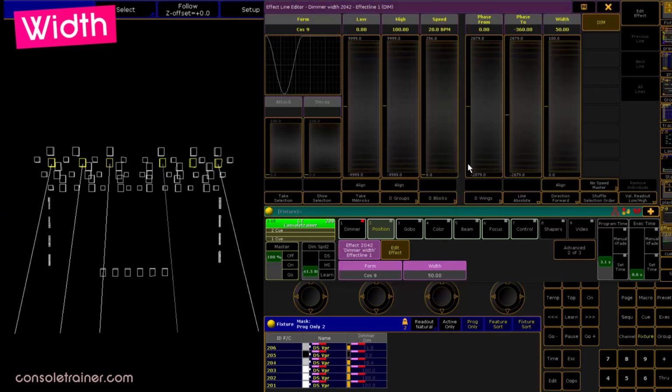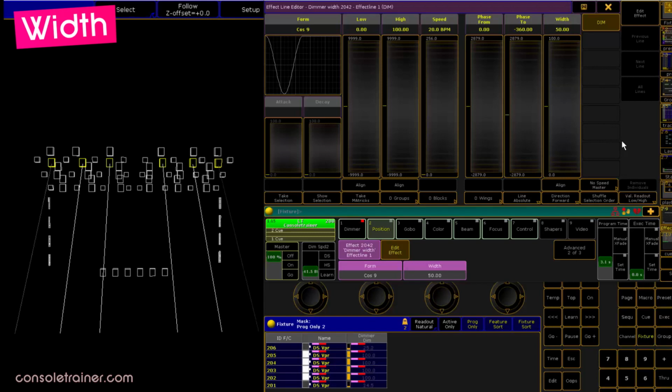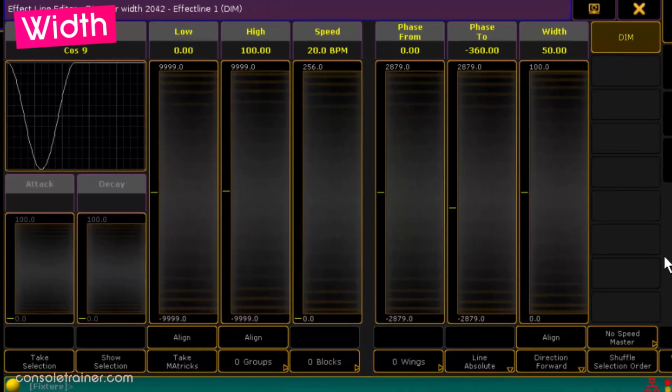Let's try it again with a cosine form instead, and also with a width of 50. Instead of sitting at the middle range of my channel for half the beat, I'm now spending that time at the high value of my waveform, so my result is that we're seeing more lights on than off, and for longer. Ever have a designer ask you for more negative space in an effect? That means that they want to see more lights off than on, and using width is one quick way to get there. Right now, we have the opposite.